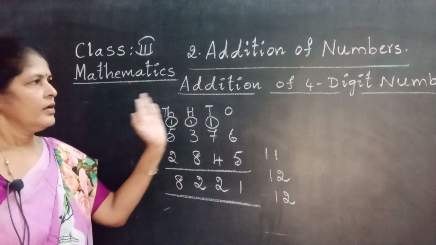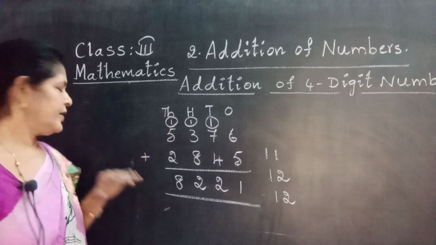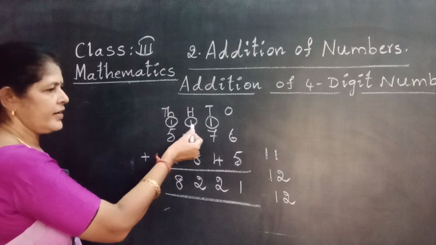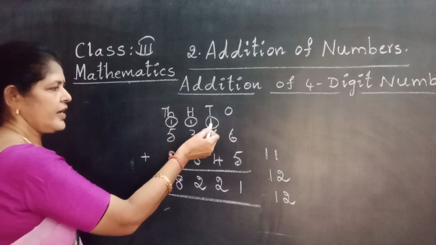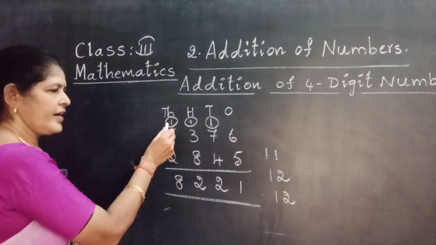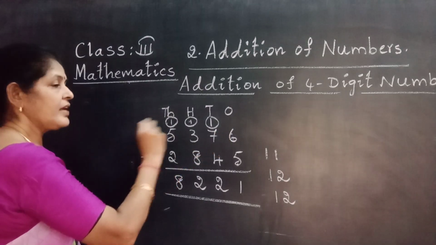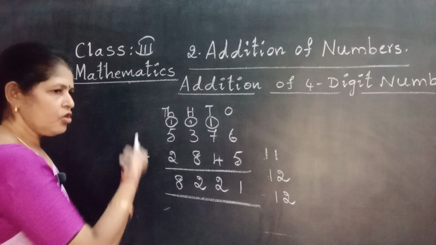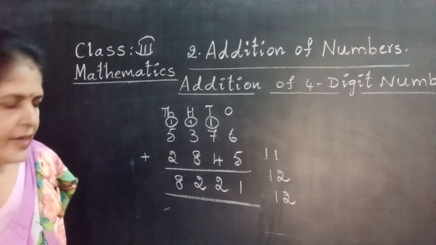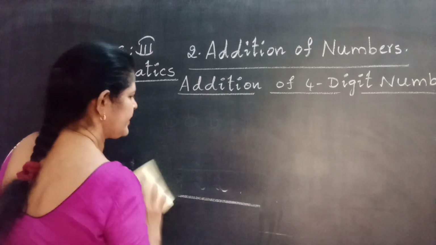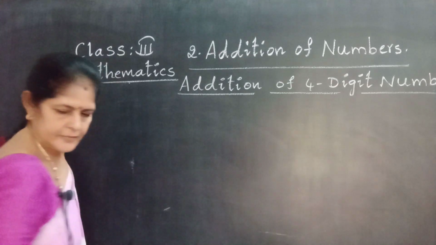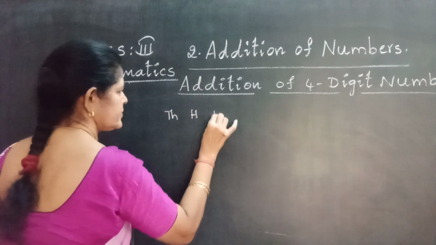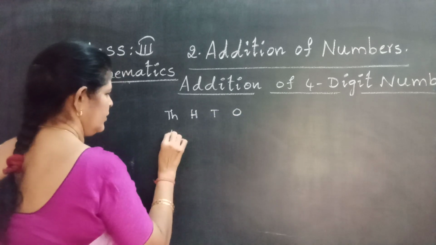8,221. Addition of 4-digit numbers with regrouping. Ones, tens, hundreds, thousands. Ones to tens, tens to hundreds, hundreds to thousands. Carry forward number. Okay, these tens place numbers we are going to carry forward. Next another example. 4-digit numbers, 3 lines. Thousands, hundreds, tens, ones.